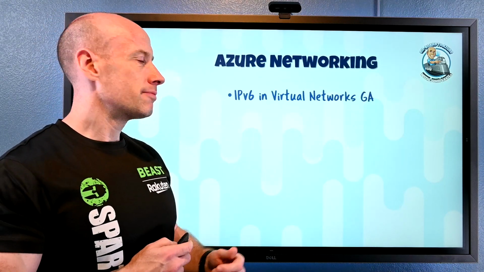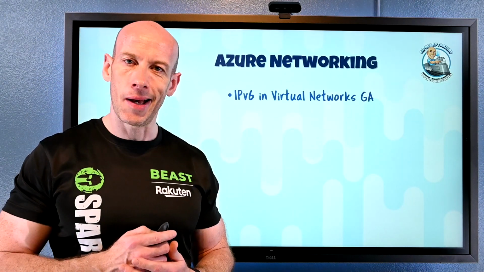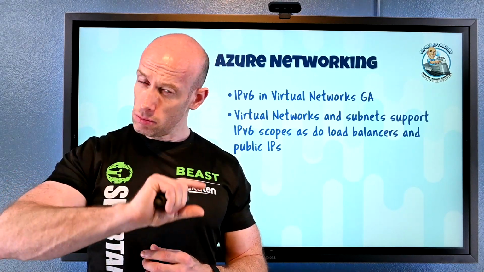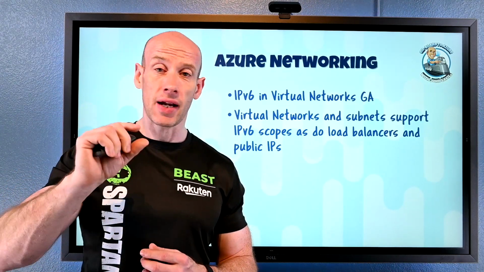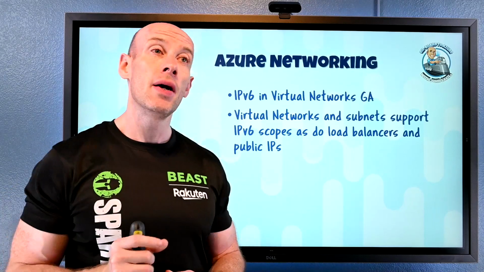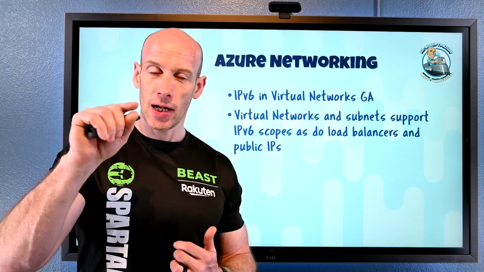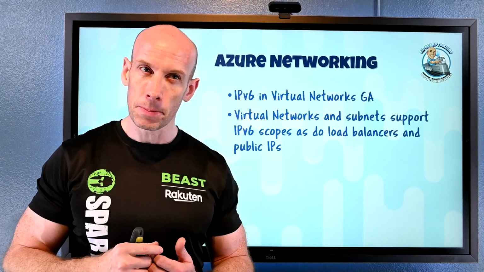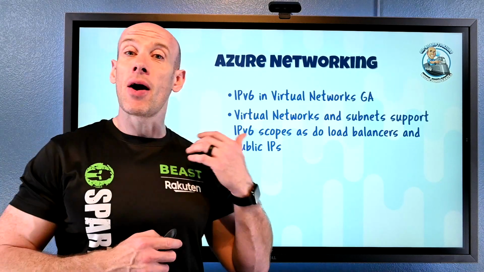Azure Networking, IPv6 has gone GA. So it's IPv6 in my virtual network. So now my virtual network, as part of the IP ranges I can add to a virtual network, I can now put in IPv6 ranges. My subnets can now check a little box and say, hey, I want to have an IPv6 address with this subnet as well. My load balancers support IPv6. My public IPs, I can have IPv6 versions.